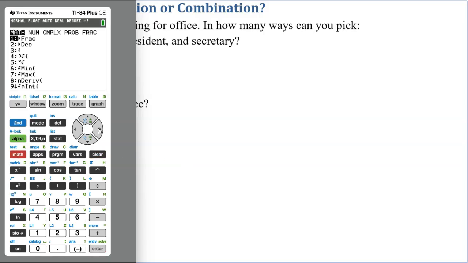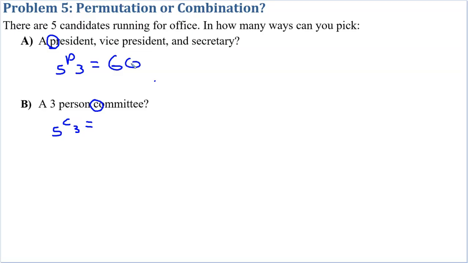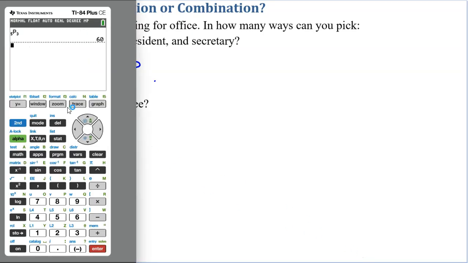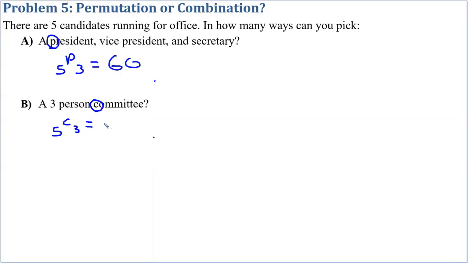All right, so math, prob, P for the president problem, 5 P3 is going to give us a 60. And then for the committee problem, same thing, math, let's go over to prob option 3, C, 5, C3. Once again, we'll see there's significantly less. Okay, again, a great set of examples to help you keep the difference between permutation and combination kind of separate in your brain.